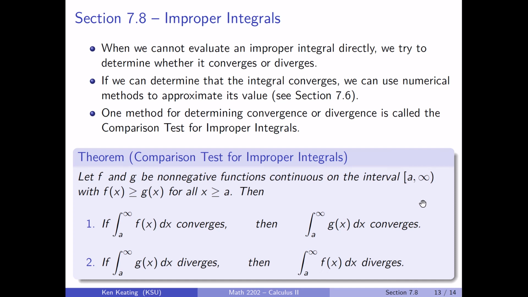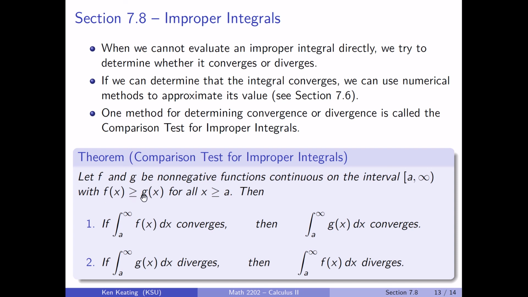All right, here's the comparison test. Let f and g be two non-negative functions that are continuous on the interval from a to infinity, where f is always bigger than g over the entire interval. So f is the bigger function, g is the smaller function. If I know that the integral from a to infinity of f converges, so if I know the bigger one converges, that is, this integral is a number, then I also must know that the integral of the smaller one must converge.